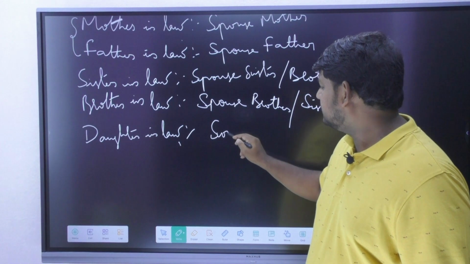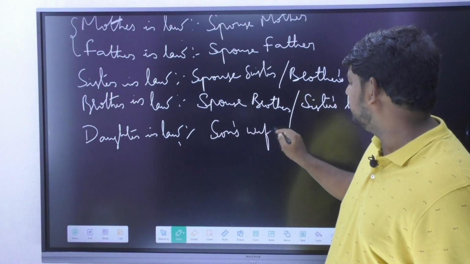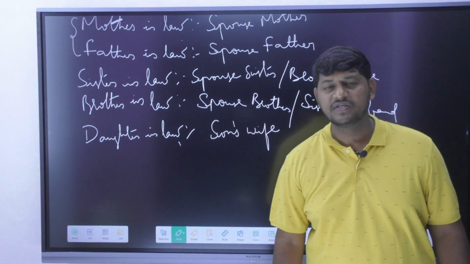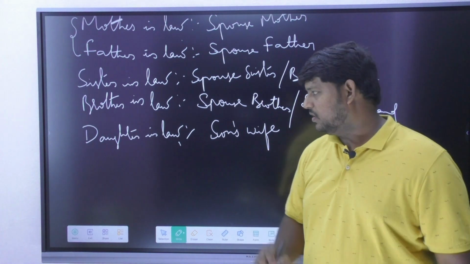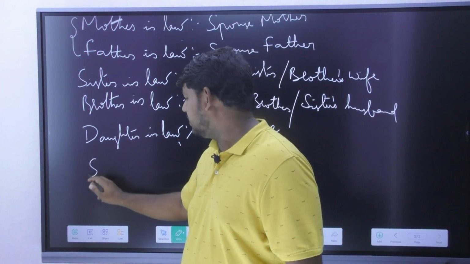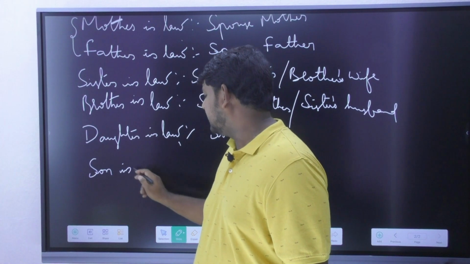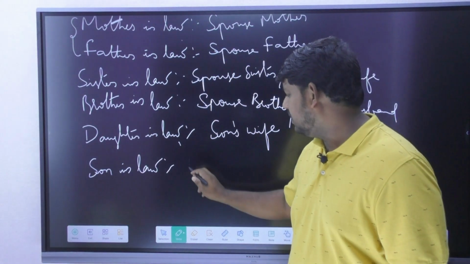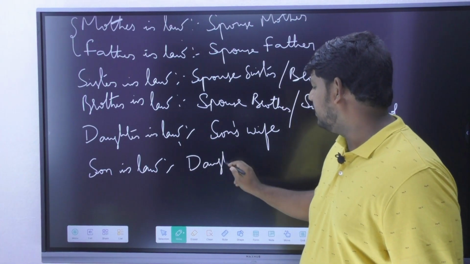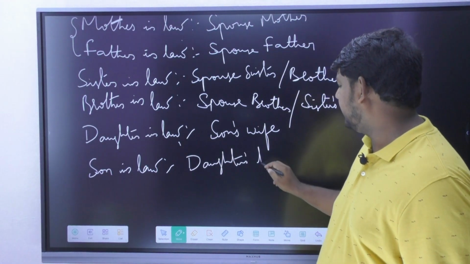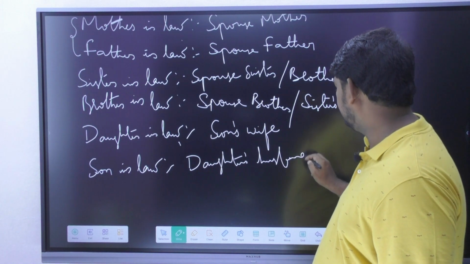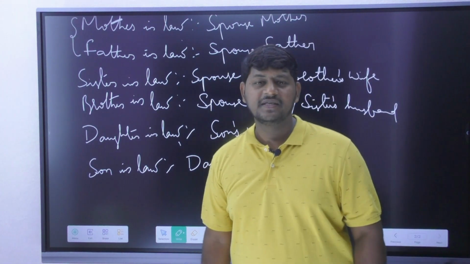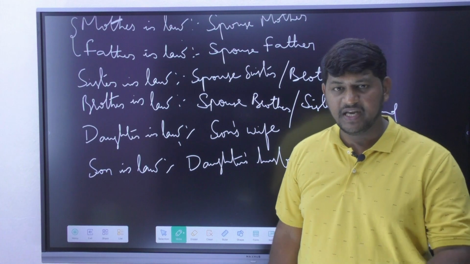Your son's wife is going to be your daughter-in-law. Am I clear? Your son's wife is going to be called as what? Daughter-in-law. And last but not the least, it's your son-in-law. Now, whom do we call son-in-law? It is your daughter's husband. Your daughter's husband is going to be your what? Son-in-law. This is the way you are supposed to remember the relations.